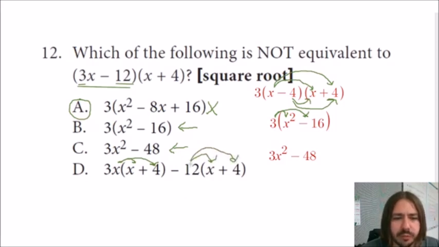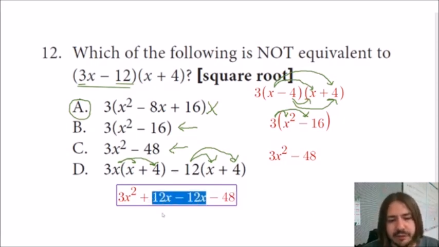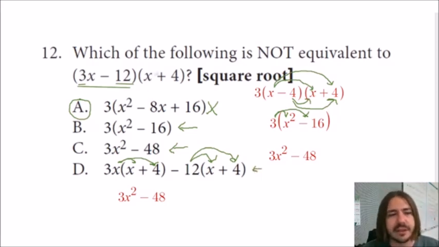Really what's going on with this expression is it looks like they're in the middle of factoring by grouping, but you don't really need to factor by grouping here. Instead, I'm going to distribute both of these. That's going to give me 3x squared plus 12x minus 12x minus 48. And the plus 12x minus 12x is just going to be 0. So we get 3x squared minus 48, which is the same as C. So all these three answer choices, B, C, and D, are equivalent expressions to the original one. The only one that's not is A.